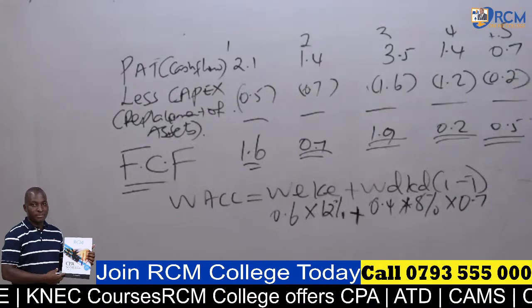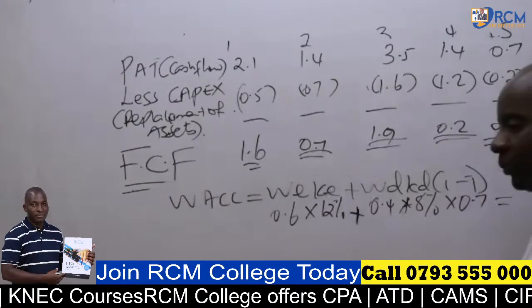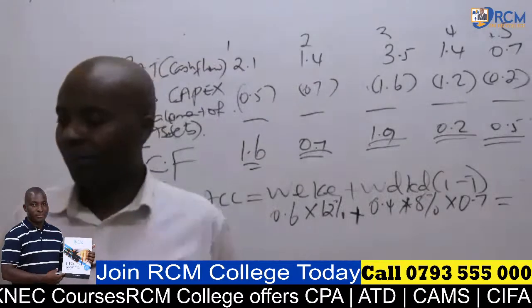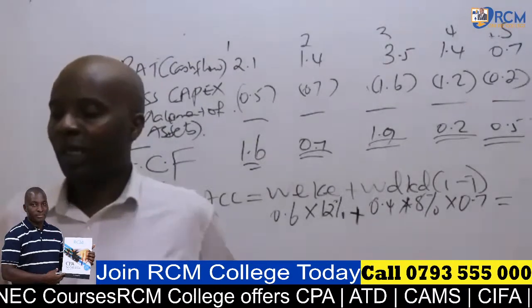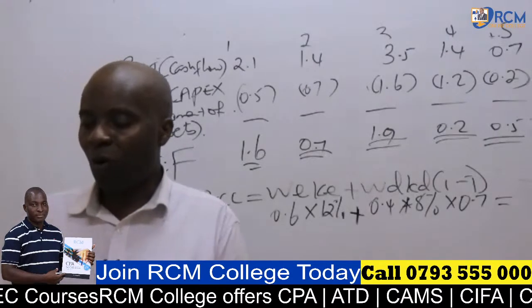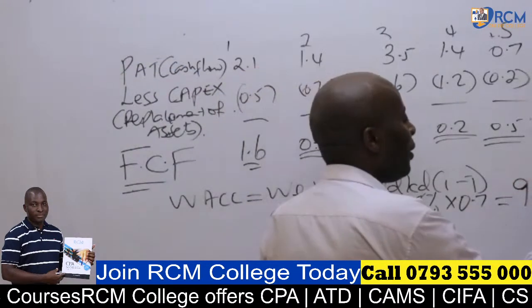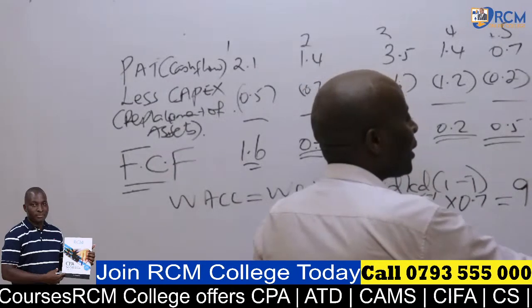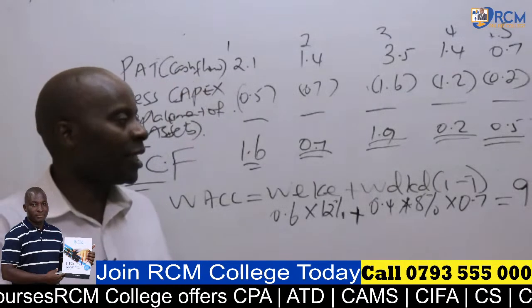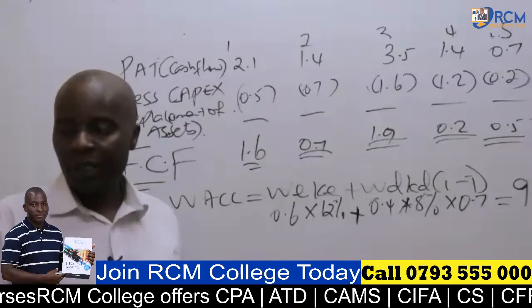So then could you kindly give me the final answer? Bernard tells me 9.44. So 9.44 is very correct. If I'm the one doing this, I'll come and say 9%. We shall make use of 9% as our discounting rate. Thank you very much.